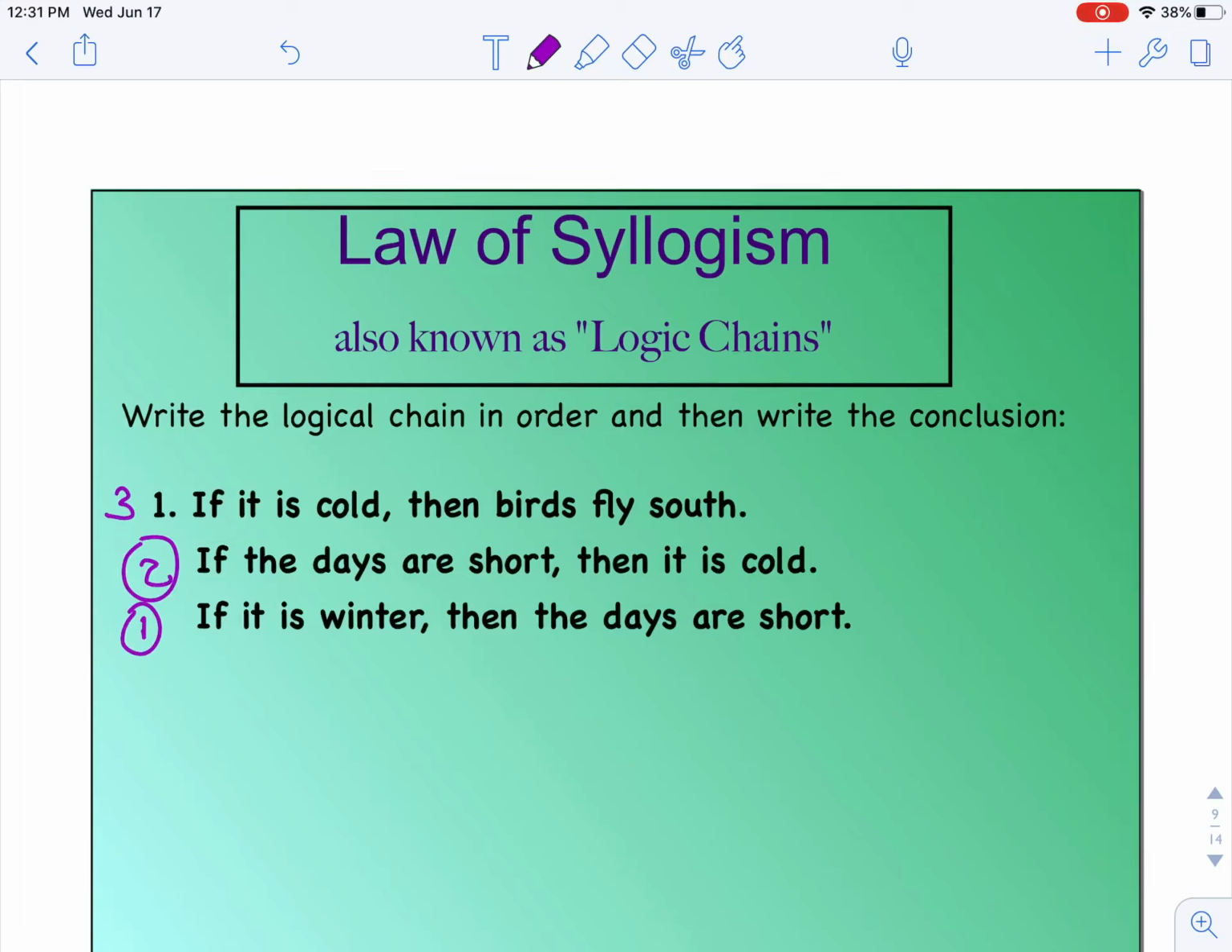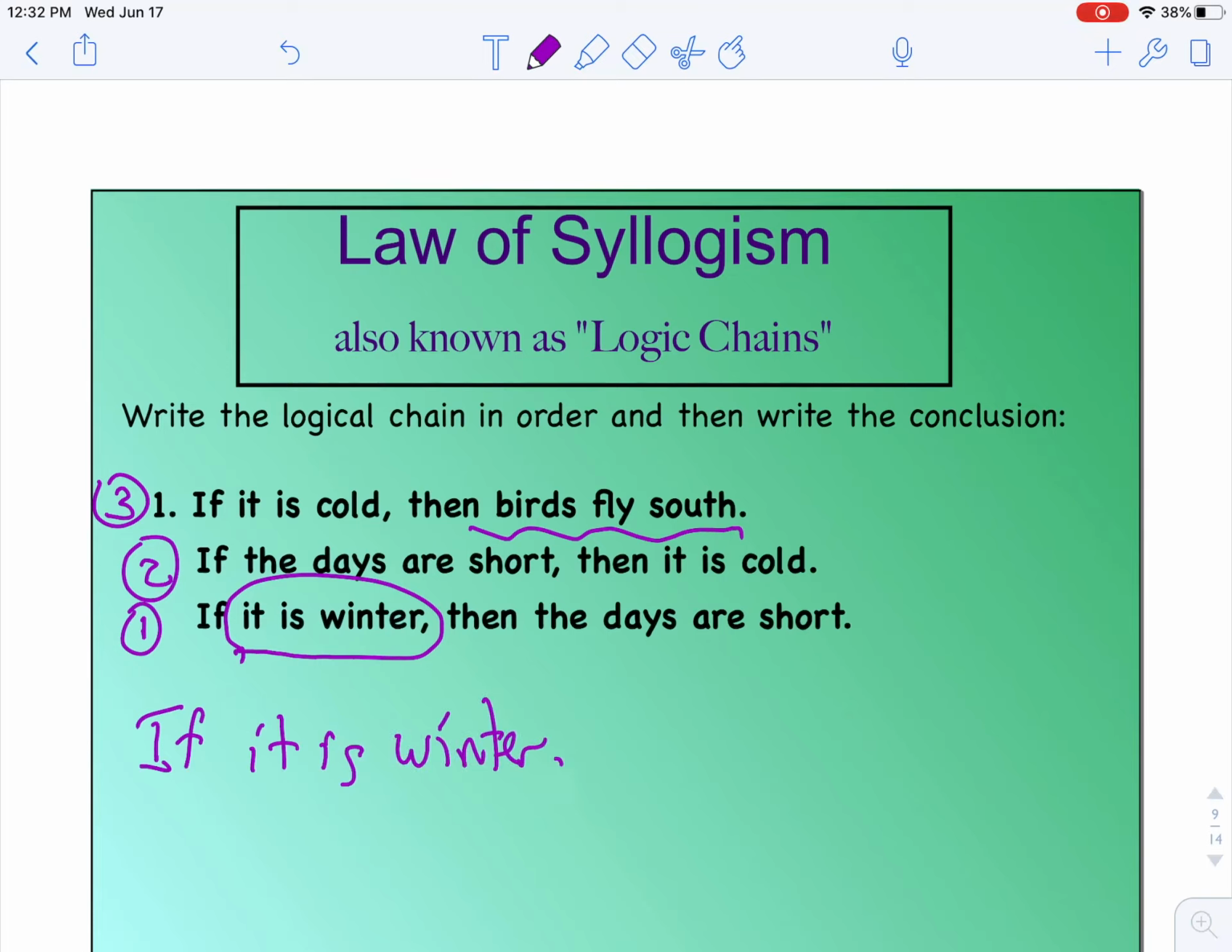If you put these statements in order, this is the first one, this is the second one, and this is the third one. So now we are going to take the original, the first hypothesis, if it is winter, and match it up with the final conclusion. So our final conclusion would be, if it is winter, then birds fly south.